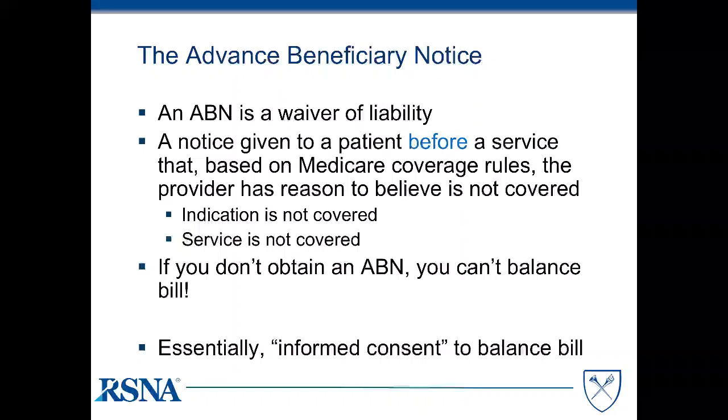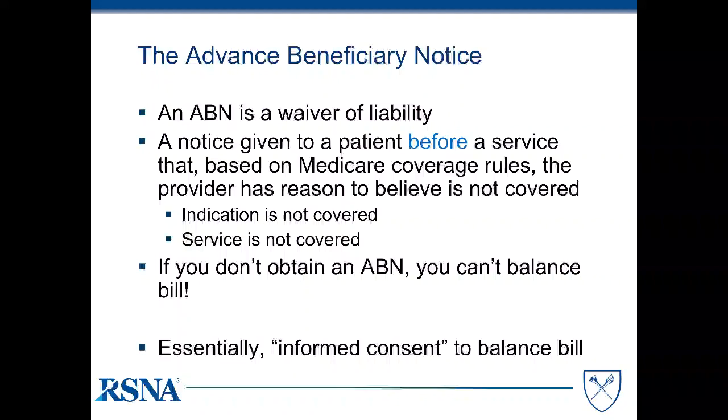That's where the ABN comes in, the Advanced Beneficiary Notice. An ABN is essentially informed consent that you give to patients, formally notifying them that if they proceed with a non-covered service, that they're going to be held responsible for the bill themselves. Medicare says you can't balance bill patients for non-covered services unless you have obtained an ABN. So an ABN is a notice that's given to a patient before a service that, based upon Medicare coverage rules, you as the provider have reason to believe is not covered, either because the indication is not covered or the service at the CPT level is not covered at all.